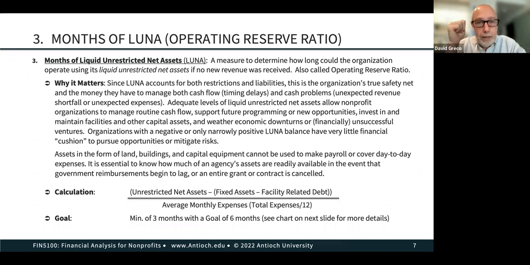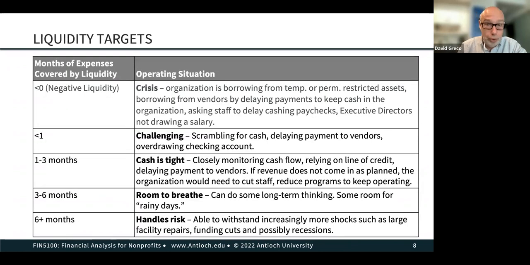So unrestricted operating performance, months of cash, months of Luna. They're the 3 that we really kind of focused on in this course. And I still think, if you can get those, they'll give you a lot of great information about how the organization is doing.